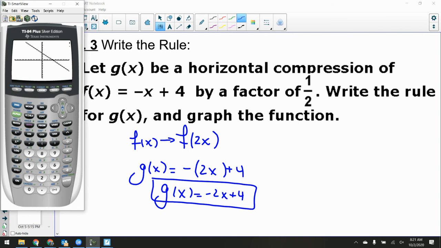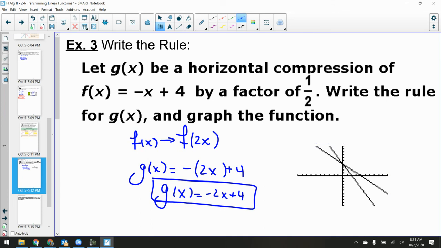There's my original. There's my new. Did it push it toward the y-axis? Yeah, it's confirmed that it did push it toward the y-axis. This was F, and this was G. So you can always check that to make sure it's happening the way you think it should.